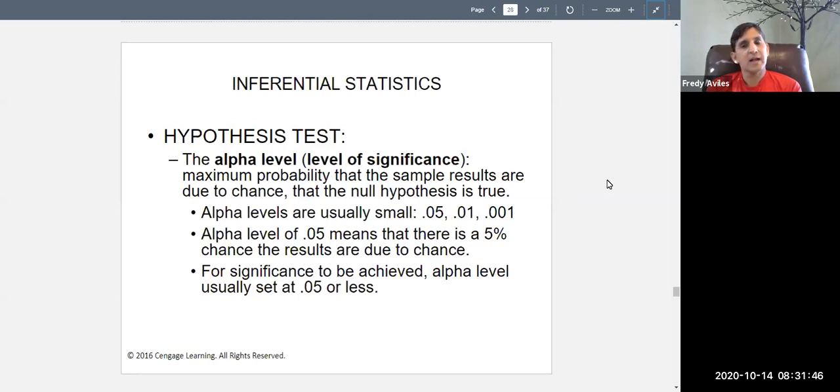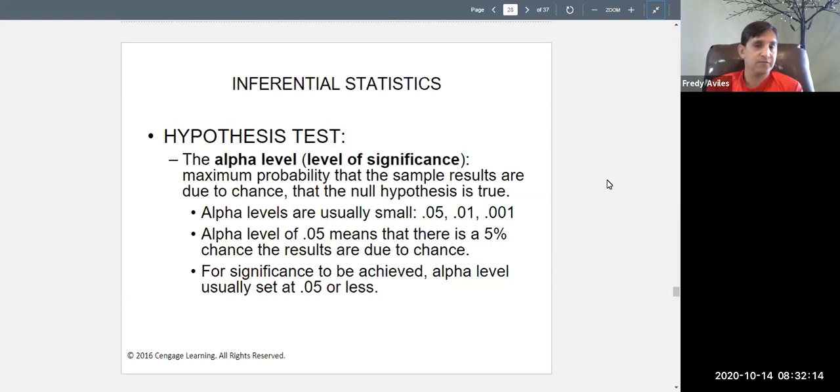0.001 means that there's a 0.1% chance that the results support the null hypothesis, okay? So for significance to be achieved, you need your alpha level set at 0.05 or less. You want no more than a 5% chance that the null hypothesis is true, because you found your result. Let's say you find your result, right?